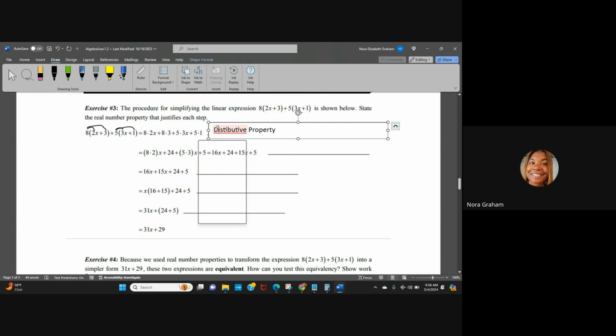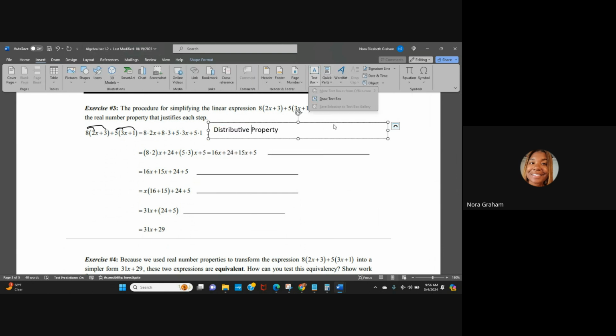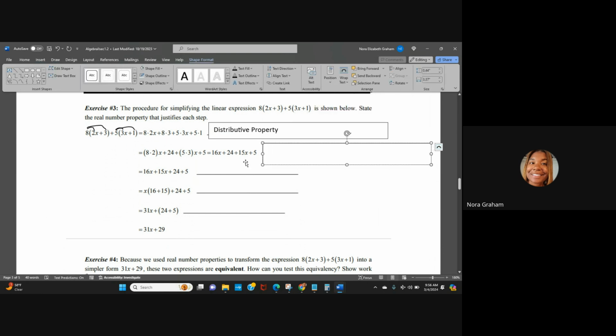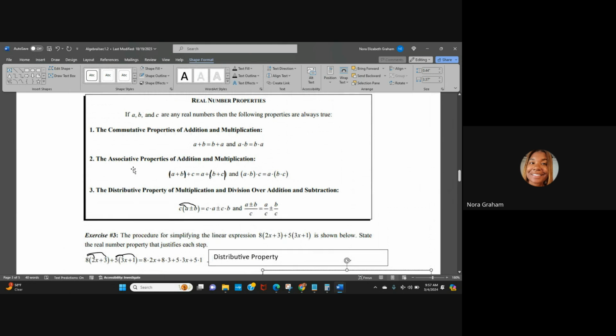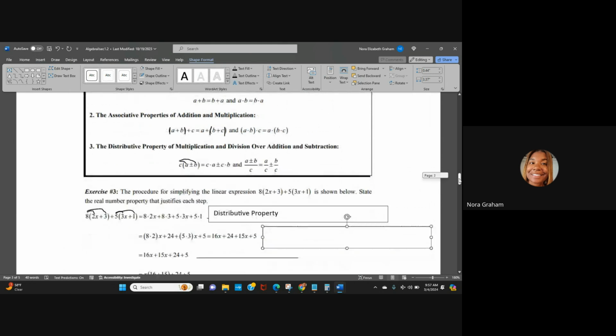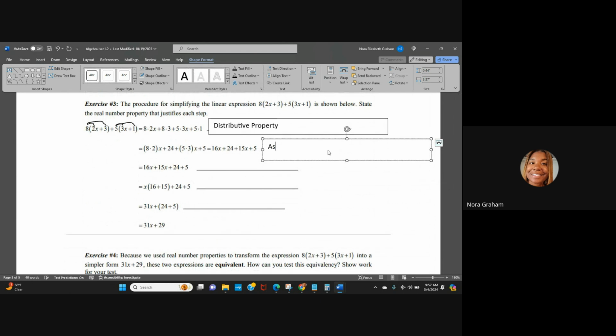Okay. Good. And then here, let's go ahead and do this one. So next, we want to see what they're doing. Right here, it kind of looks like they're grouping together our terms, right? When we group together the terms that we're going to use, we're making associativeness. So we can say associative property, just like grouping together what we want to use.